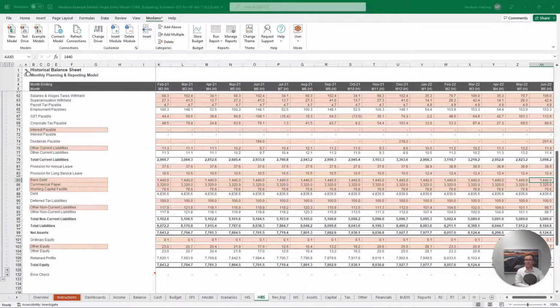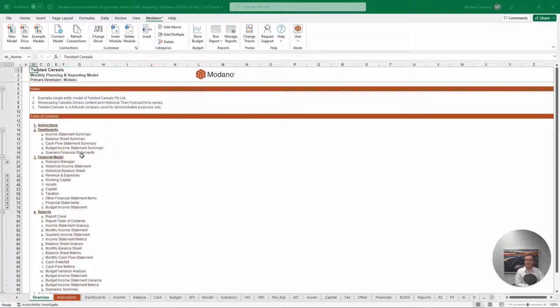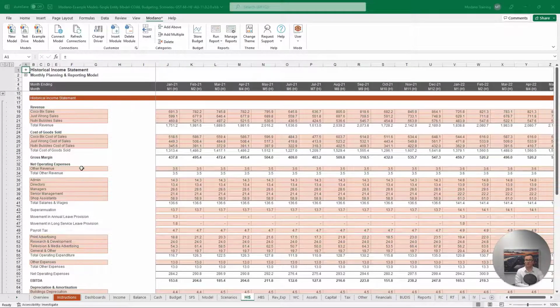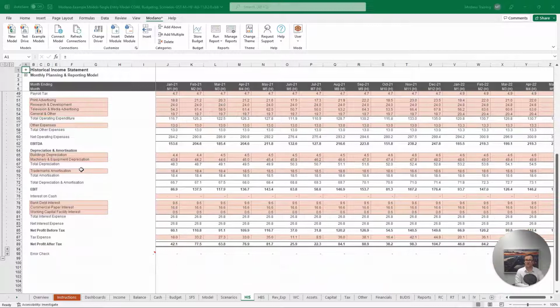We also bring in your historical interest expense from your accounting package into your historical income statement, with the interest expense being located at the bottom of the income statement below your interest on cash. You can see here that we have our three interest expenses for our three debt facilities, being bank debt interest, commercial paper interest, and working capital facility interest, with the historical expenses on the right-hand side of the sheet.